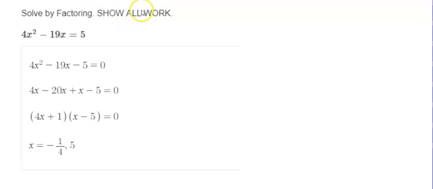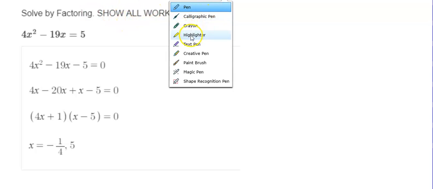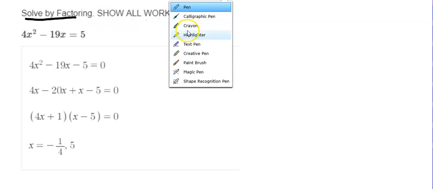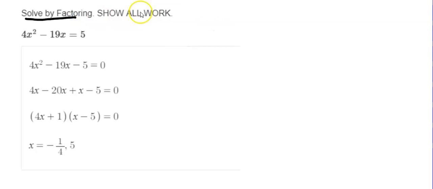Another question. Solve by factoring. Okay? Again, show all work. So again, when you see that, make sure that you adhere to that, because if you don't, your answers will be marked incorrect. So this equation, it's not equal to 0. So we have to subtract the 5. Now we can write the equation set equal to 0.